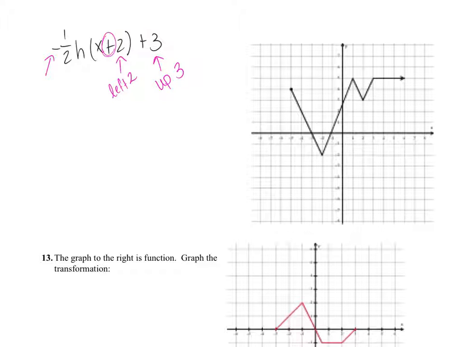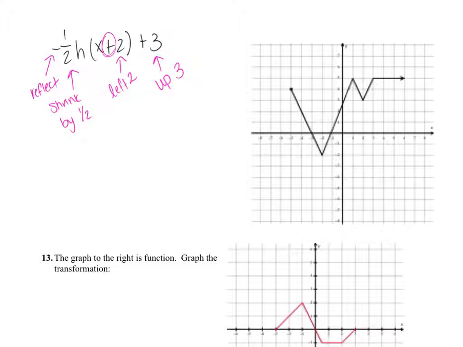This negative means we're going to reflect, and this 1/2 means we're going to shrink by 1/2. So I recommend doing the reflection first and then the shrink, and then we can move it left, right, up, and down from there. So I'm going to use different colors with this. When we reflect, these points are going to be in the exact same spot, just on the other side of the x-axis.